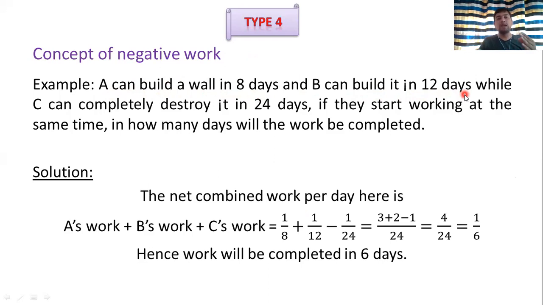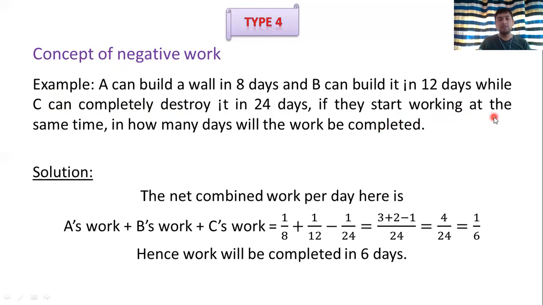So A and B, can we say they are doing a positive work? Because they are not destroying anything, they are constructing. While C can completely destroy it in 24 days. Now C is destroying the wall. So can we say he is doing negative work? Yes. So that is the concept of negative work.